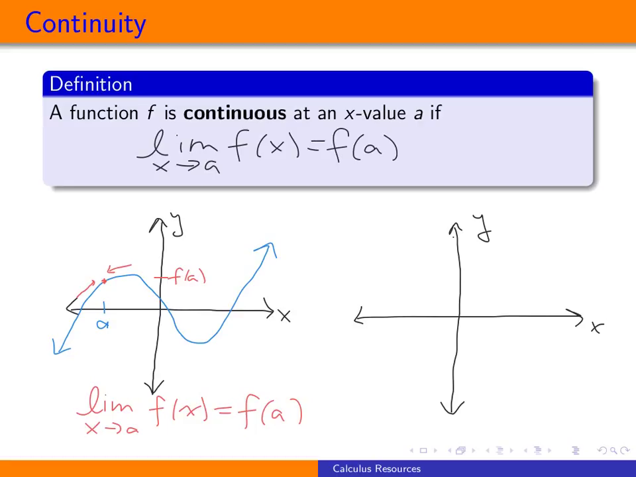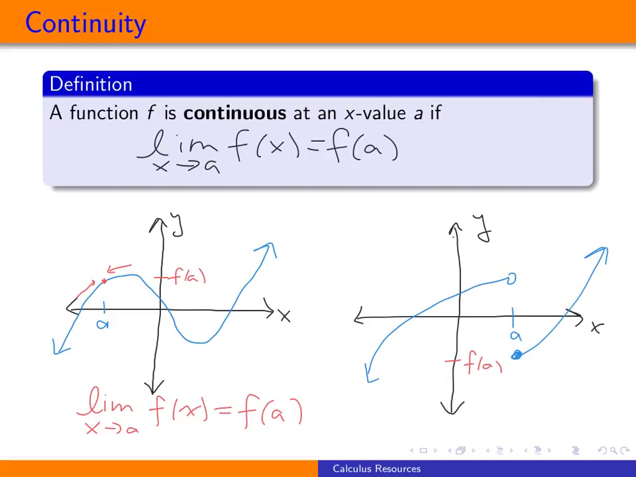So let's look at an example of something that's not continuous. Suppose I had this function right here. This is not continuous at this x value a. And why is that? So here's my f of a right here. So again, I see I did have to pick up my pencil, but I want to know why, using the definition, this is not continuous.